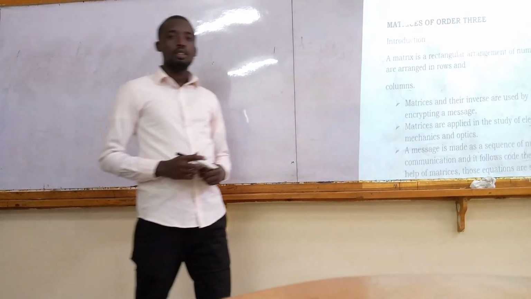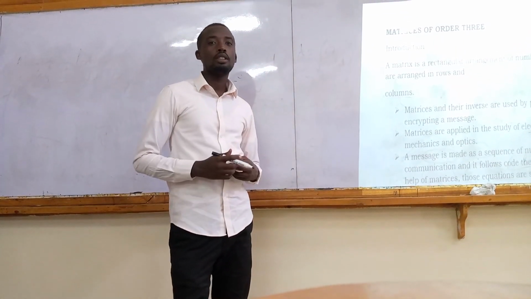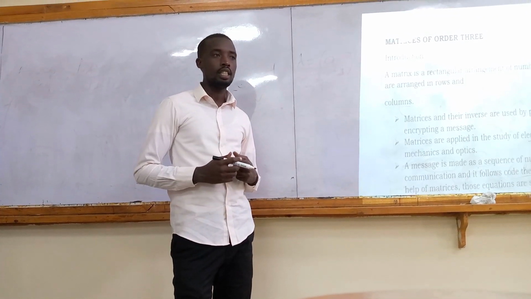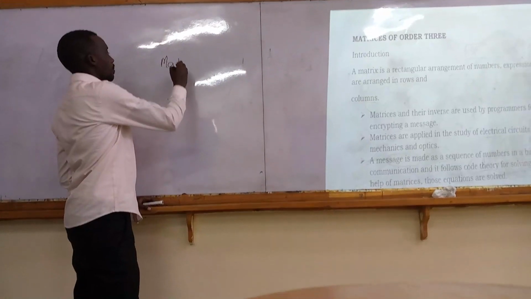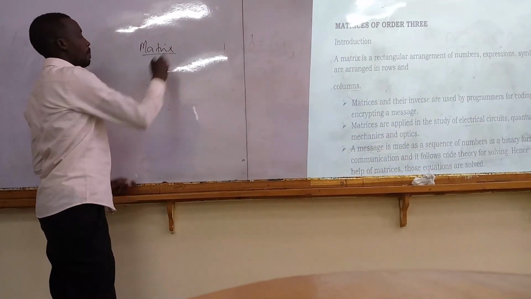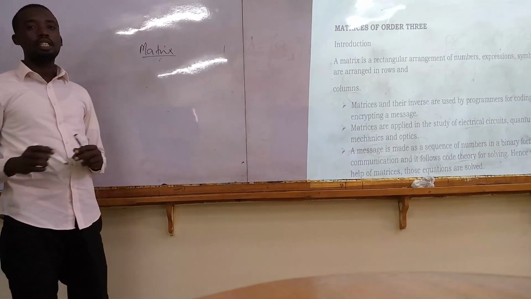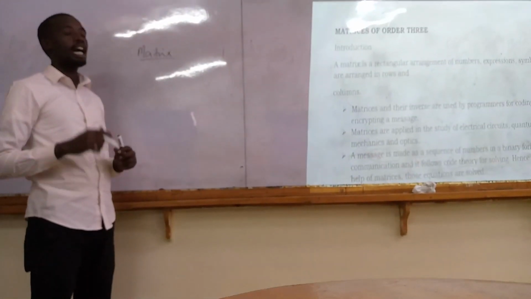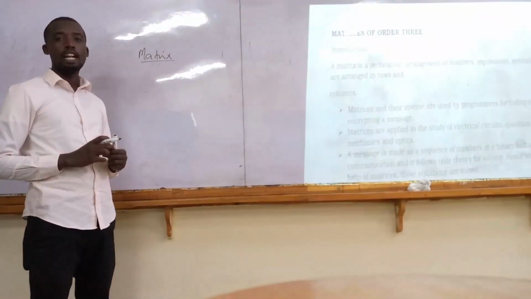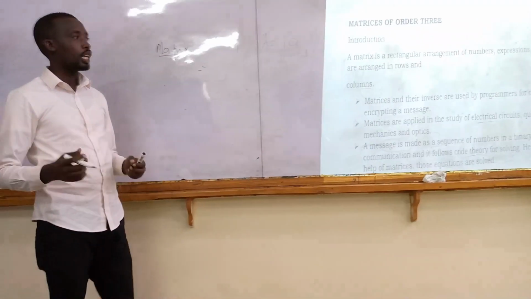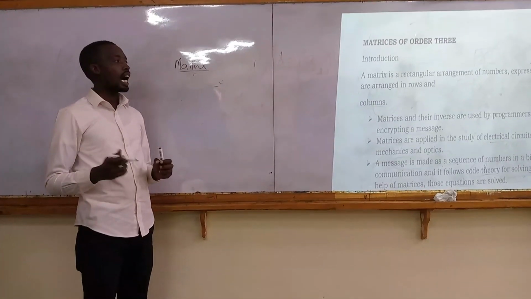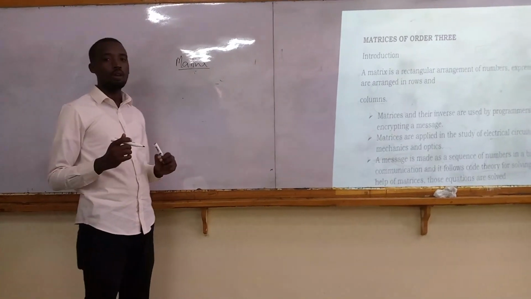Hello, we are going to talk about matrices of order 3. So by definition, what is a matrix? A matrix is a rectangular arrangement of numbers, symbols, expressions, arranged in rows and columns.